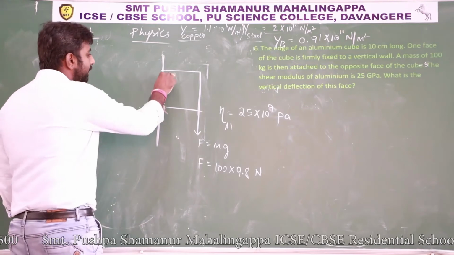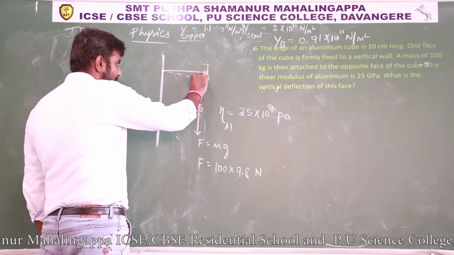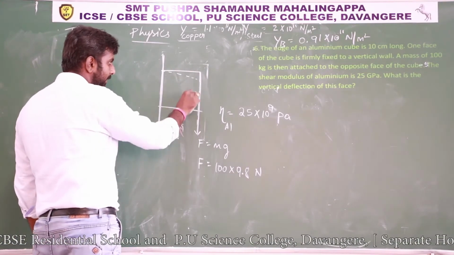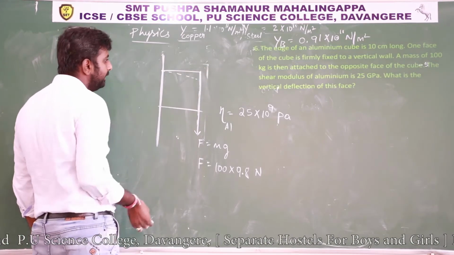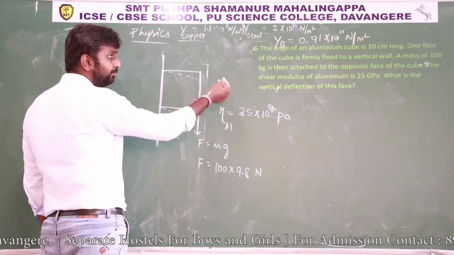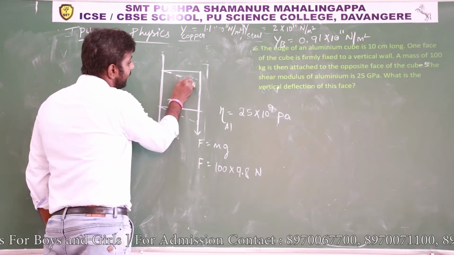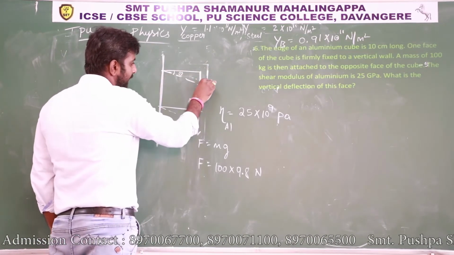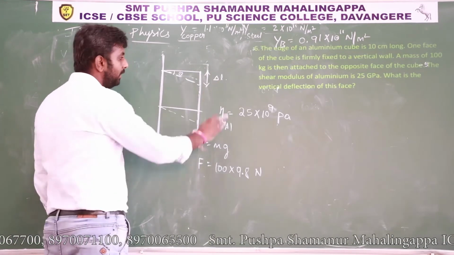So what happens here? This is fixed, no. So the bottom layer will not shift. Only there is a relative displacement between two extreme layers. The shape of this cube will become like this. And in this diagram, we have to find this vertical deflection. Already based on this, we have solved one formula.